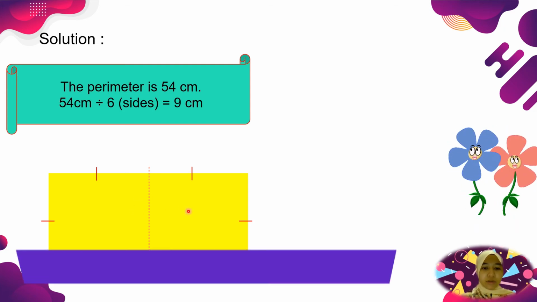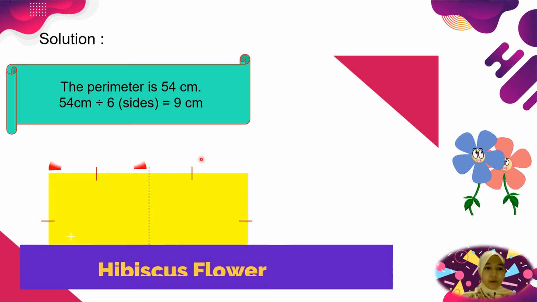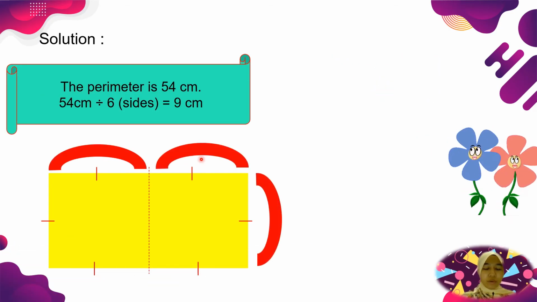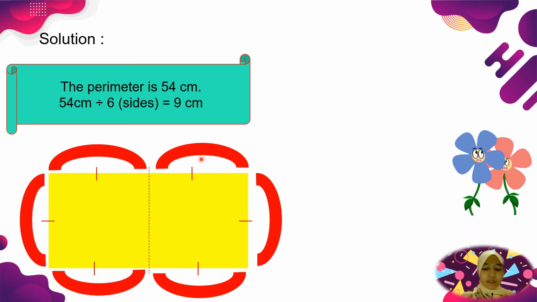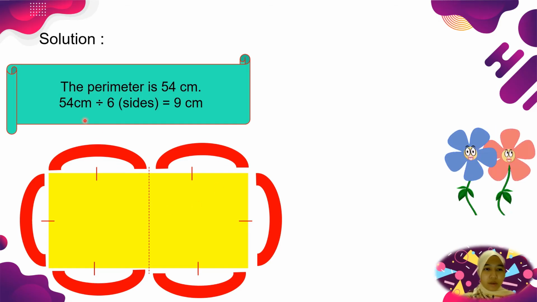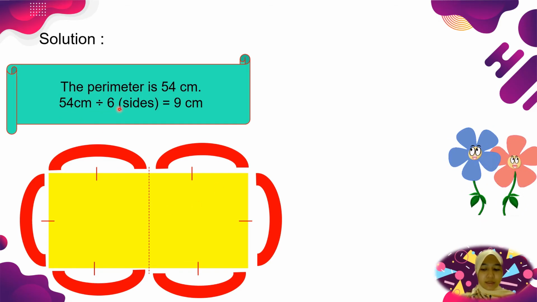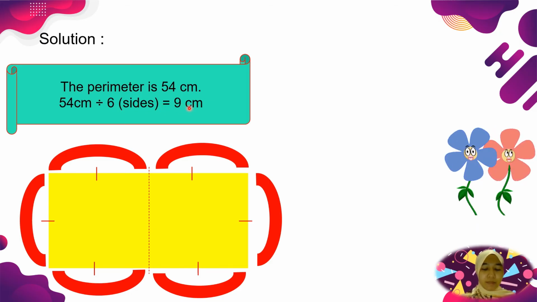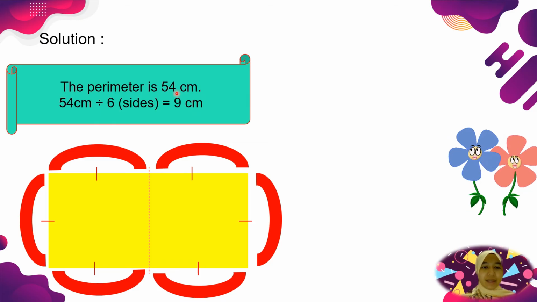Next, we will count the number of sides here. 1, 2, 3, 4, 5, 6. There are 6 sides altogether. 54 cm divided by 6, you will get 9 cm. So 9 cm is the length of one side.